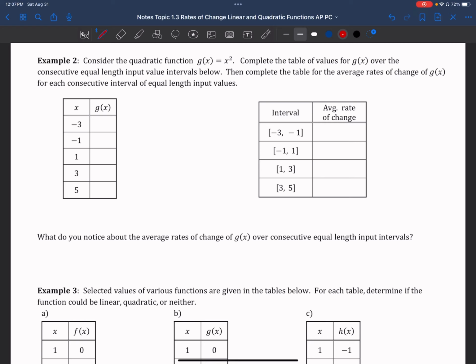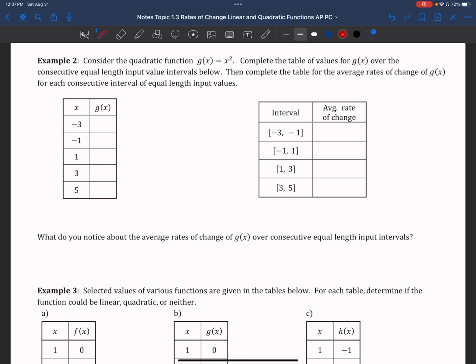Example number 2 is telling you to consider the quadratic function g of x equals x squared. They're asking you to complete the table of values for g over the consecutive equal length input intervals below, and then complete the table on the right side. So that's what we're going to do. We're going to start looking at the table on the left, and then we're going to input our x values into the equation to figure out what the y values are.